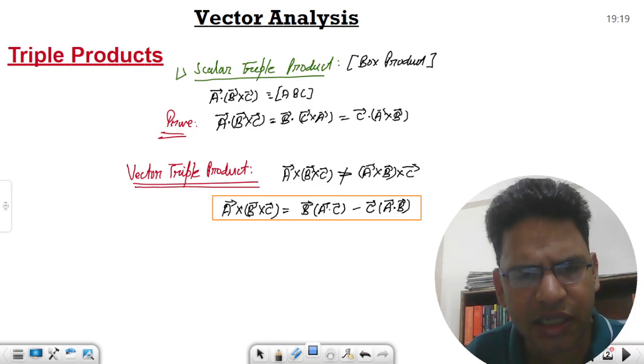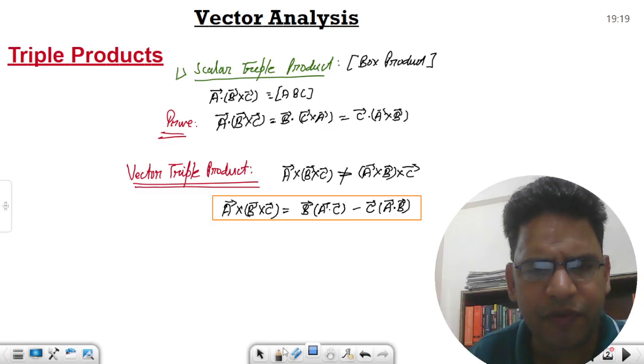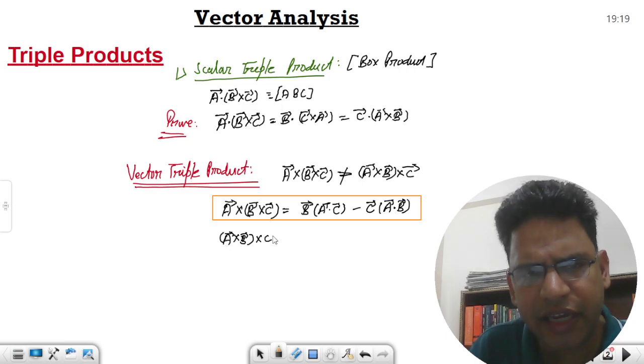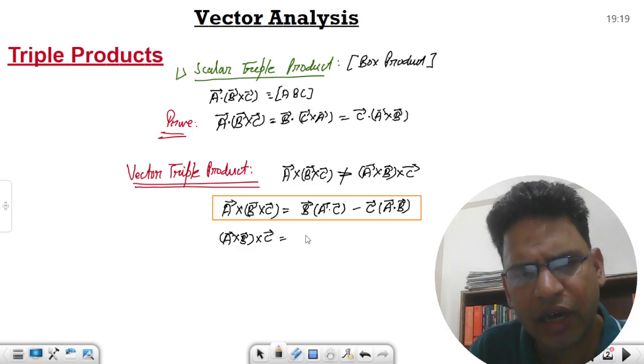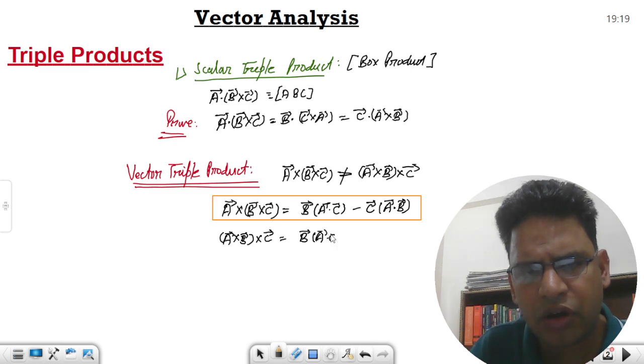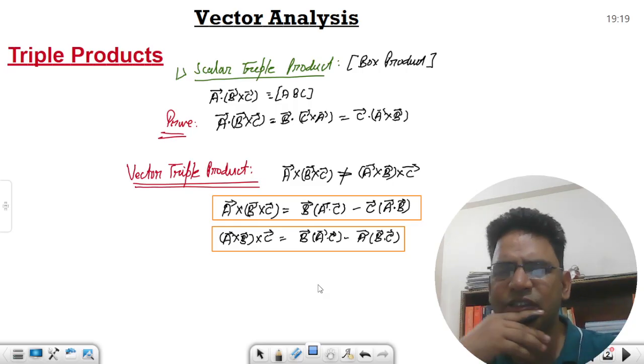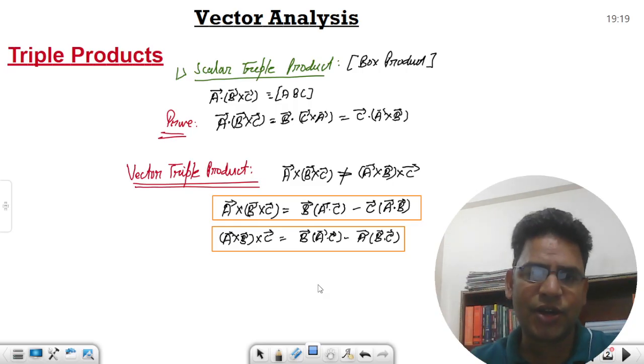So A cross (B cross C). And interestingly, if I were to take first (A cross B) cross C, it is not associative. Then you are going to have B(A dot C) minus A(B dot C). This is what you are going to get. And therefore it is obvious that, in general, A cross (B cross C) is not equal to (A cross B) cross C, right? So parenthesis, जो यहाँ पर ये जो bracket लगा हुआ है, this is very important.